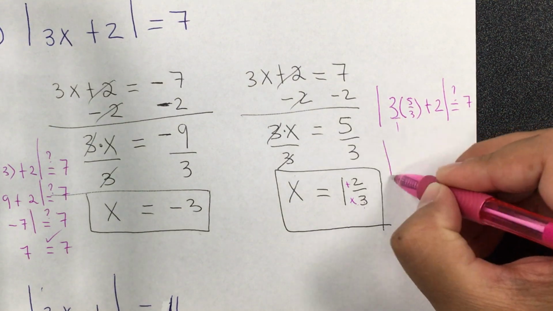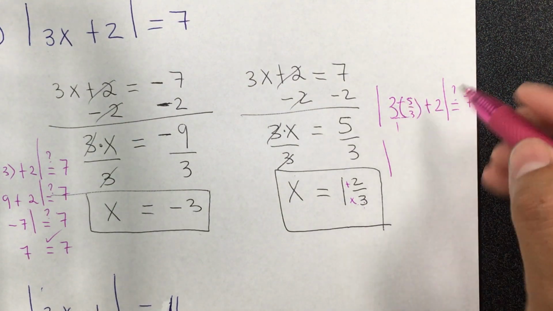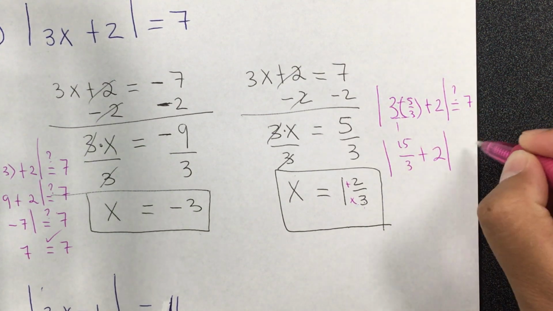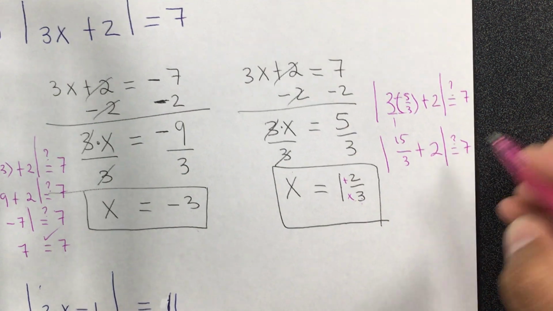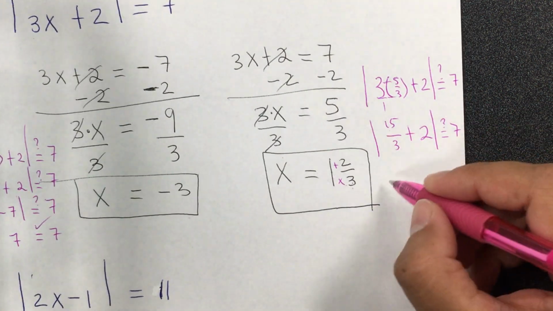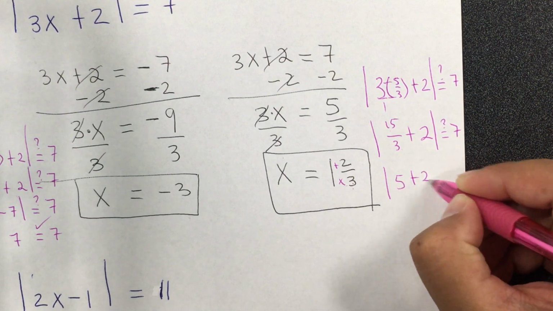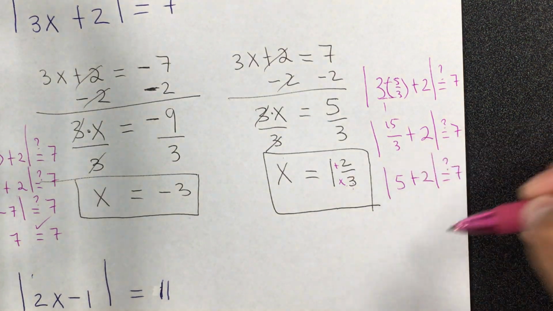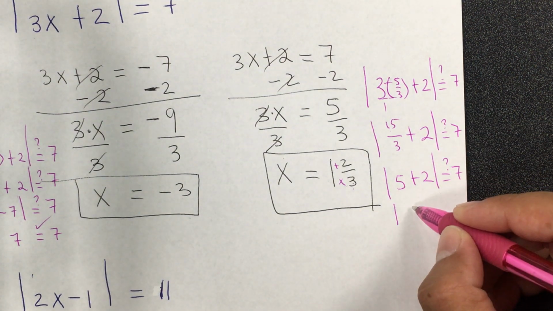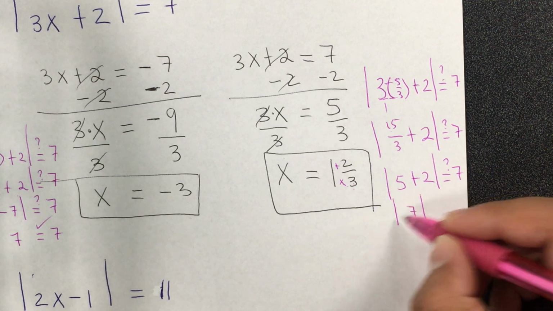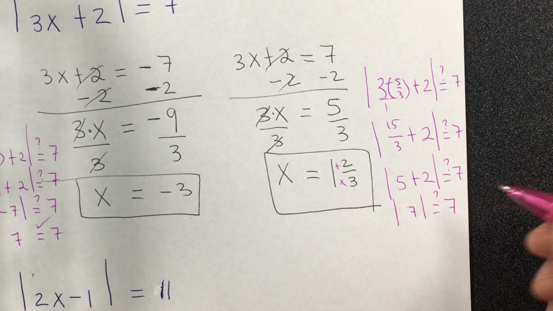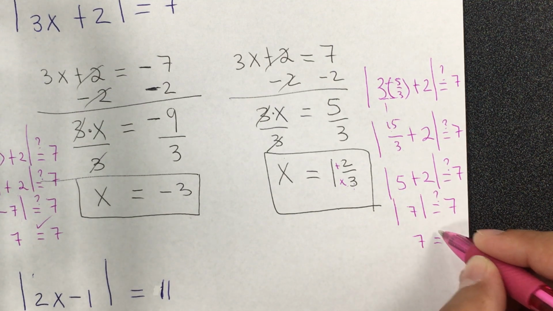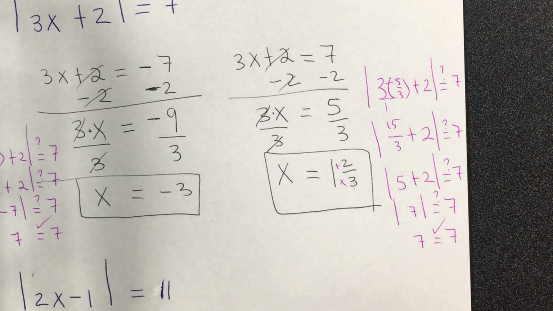We put it over 1 and multiply straight. 3 times 5 is 15. 1 times 3 is 3, plus 2. Is that equal to 7? 15 divided by 3 is 5, plus 2. Is that equal to 7? And of course, I'm just bringing down the absolute value. 5 plus 2 is positive 7 inside of the absolute value. Is that equal to 7? We take the absolute value of 7, which is 7, and yes, it's equal to 7, so we say check.